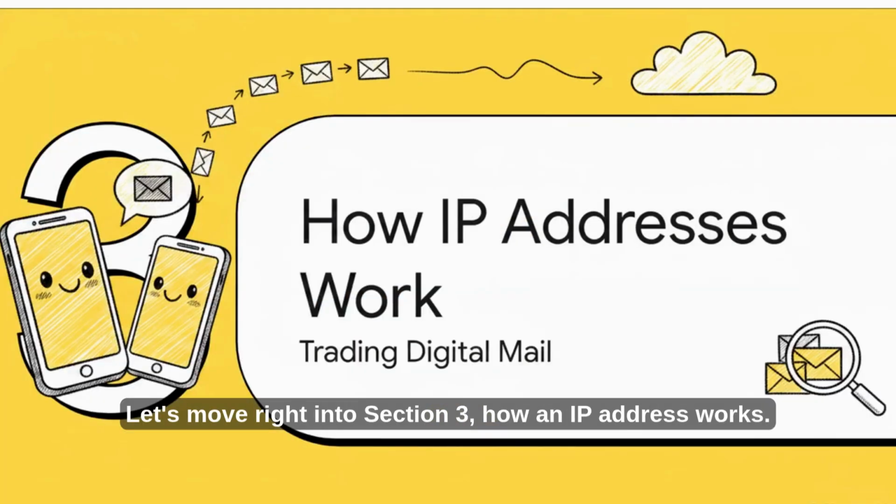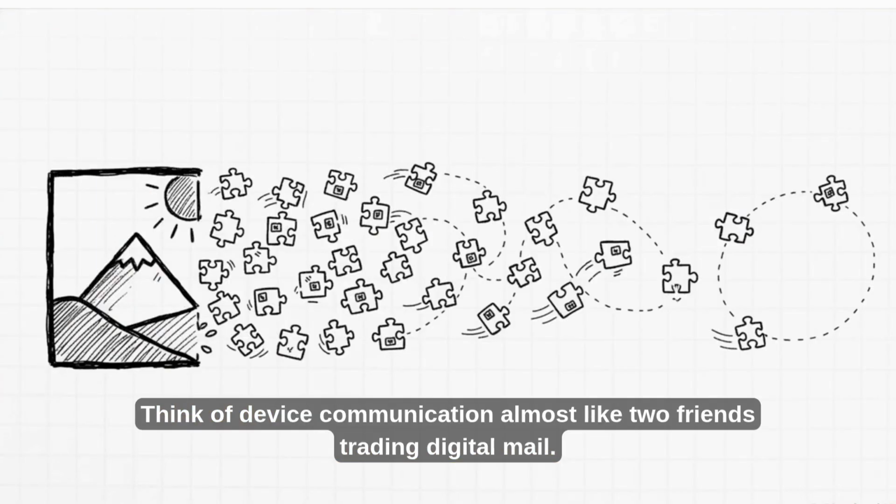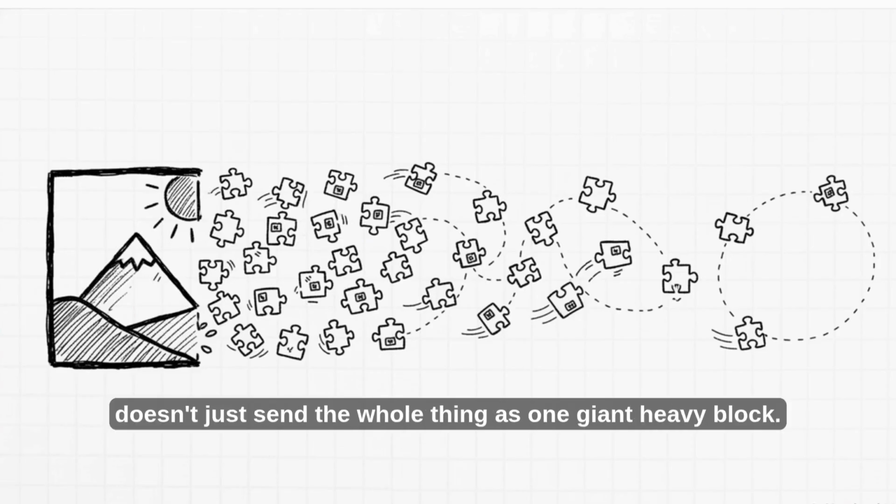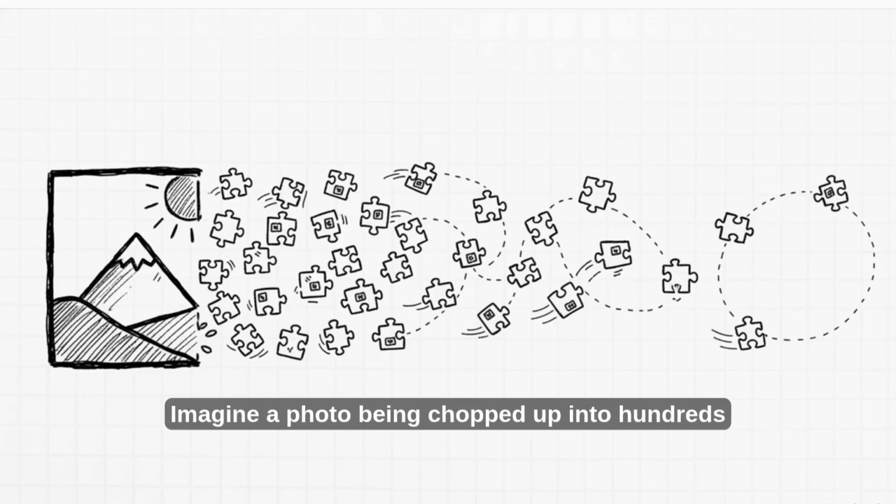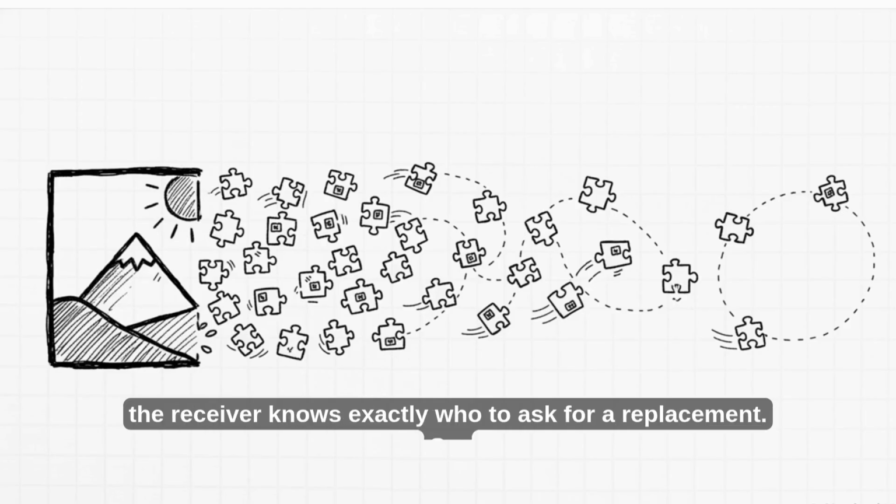Let's move right into Section 3, how an IP address works. Think of device communication almost like two friends trading digital mail. When your phone wants to send a message, it doesn't just send the whole thing as one giant heavy block. Instead, the data travels in fast, tiny chunks called packets. Imagine a photo being chopped up into hundreds of tiny puzzle pieces all racing along a track. Each tiny packet gets stamped with two things, the destination IP address and the source IP address. This way, if a piece gets lost along the way, the receiver knows exactly who to ask for a replacement.